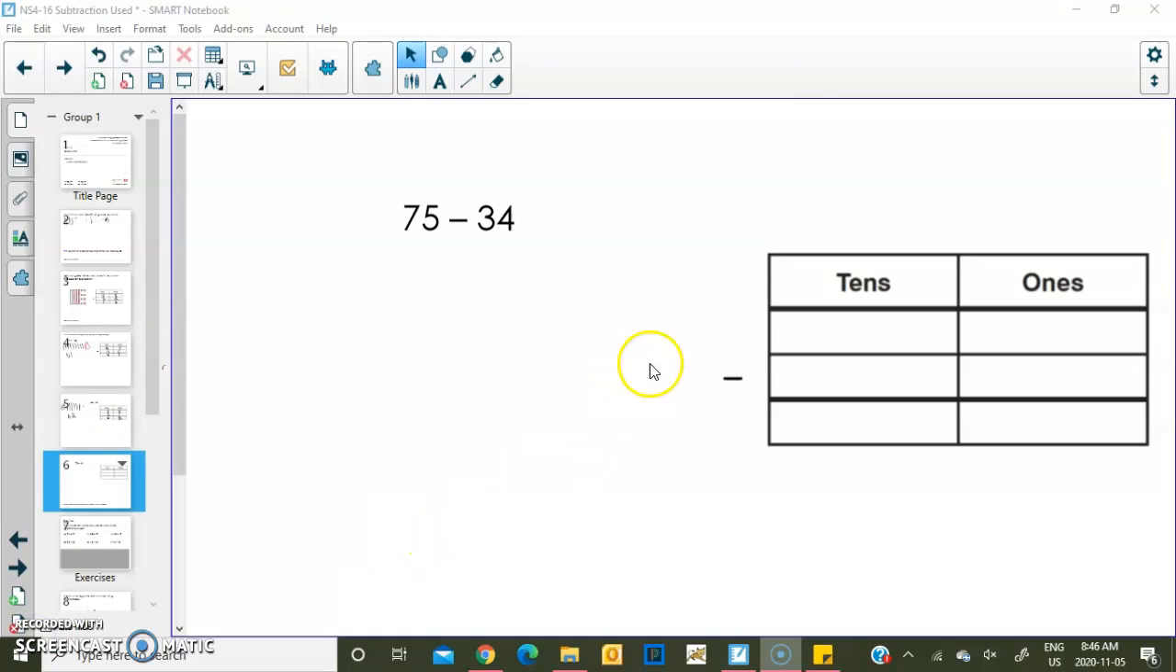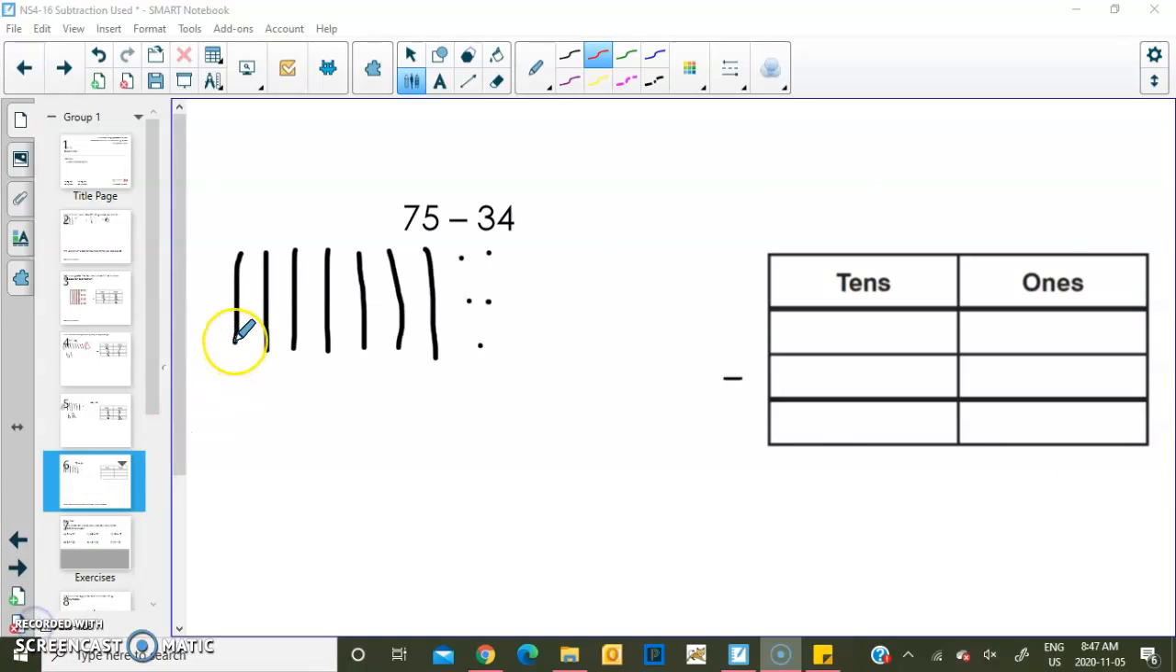Okay, boys and girls, I want you to do the same thing for 75 subtracting 34, okay? So I want you to draw those base 10 blocks for 75, and then I want you to fill out the table and come back to check your answers. Okay, so I drew the base 10 blocks for 75, so I should have 7 tens rods. Let's count. 1, 2, 3, 4, 5, 6, 7. And I should have 5 ones. 1, 2, 3, 4, 5. Okay, so this represents the number 75.